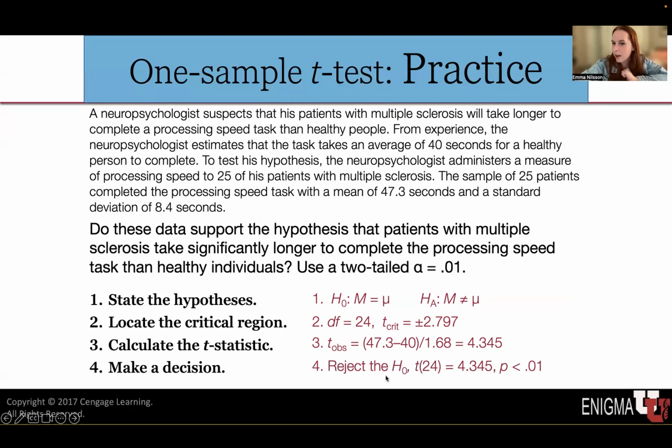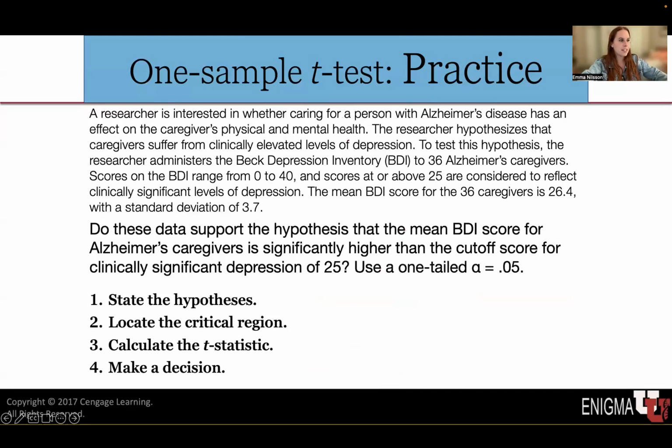We're going to reject the null hypothesis because our t observed is outside the range of our t critical, which means that his hypothesis here was correct, that patients with multiple sclerosis do take longer to complete a processing speed task than healthy people. Okay, awesome. We're going to do one more practice, and then we are going to talk about some assumptions, and then we're going to take a break. So again, I'm going to take a quick pause, and then we're going to come back and do this together.